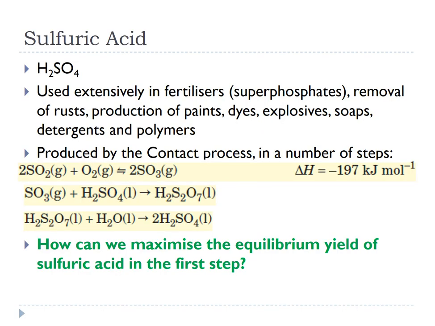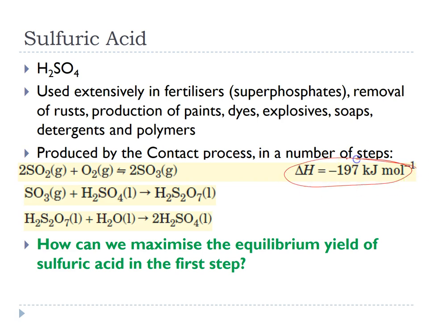The other one that is common to turn up in questions is sulfuric acid. So we use sulfuric acid a lot in Australia to form superphosphate fertilizers. It's used in the production of paints, dyes. It's used as a catalyst in organic synthesis for medicines. It's one of the world's most produced chemicals. It's produced by a process we call the contact process.